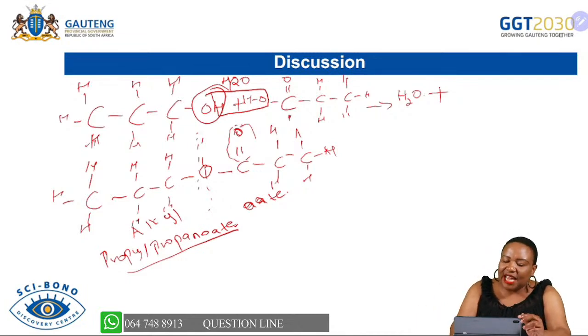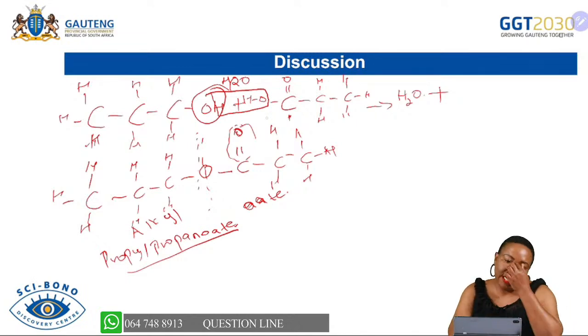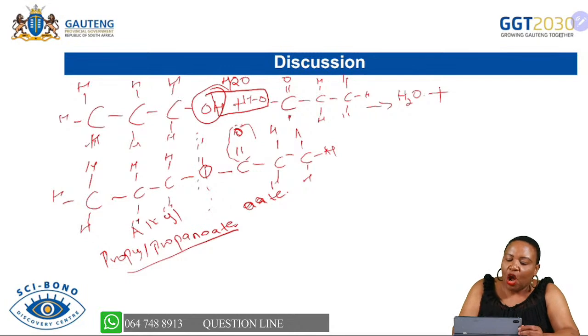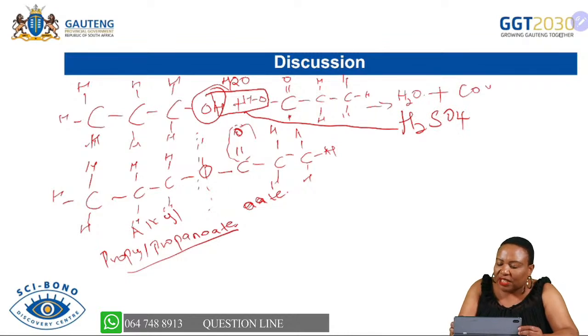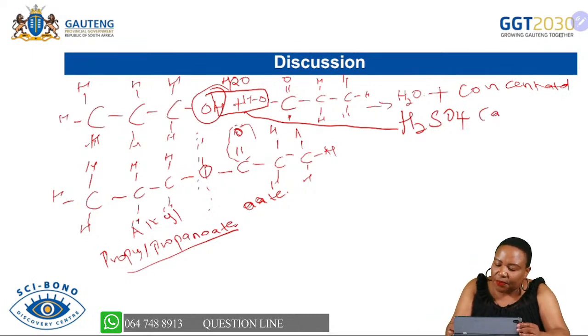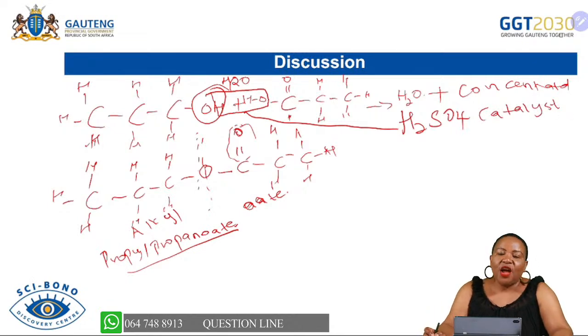But this reaction cannot occur if we don't have a catalyst. So what is it that we need for this reaction to really occur? Because it can take years for that alcohol and that carboxylic acid to react. We need sulfuric acid, so H2SO4 is one of the conditions. And H2SO4 is going to be concentrated. So we are going to use concentrated sulfuric acid as a catalyst. I think we know what a catalyst is by now from grade 11: it speeds up the reaction.